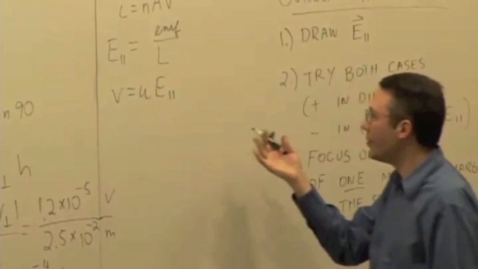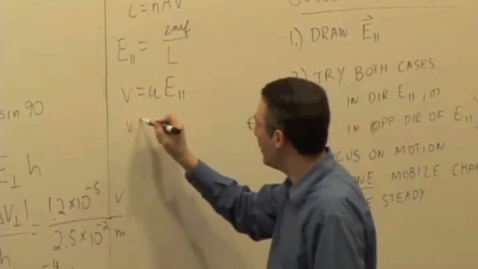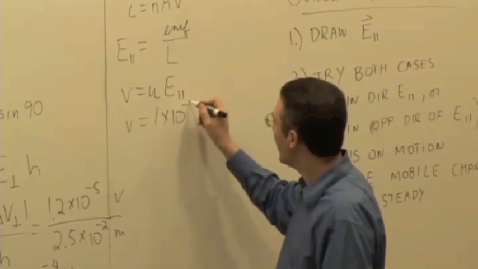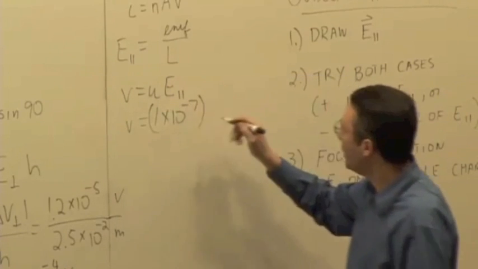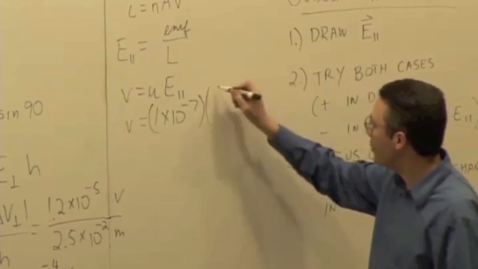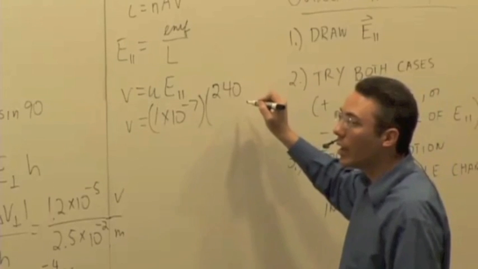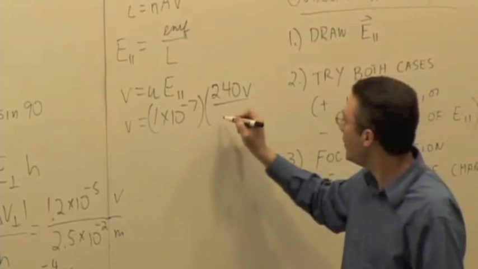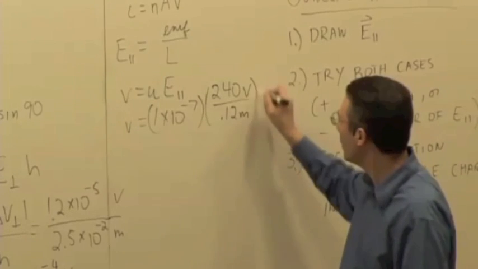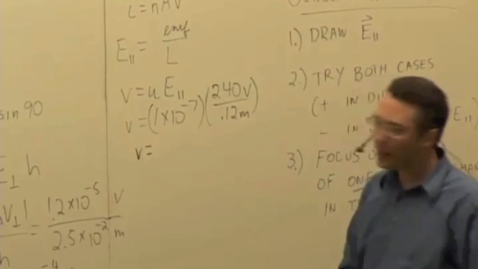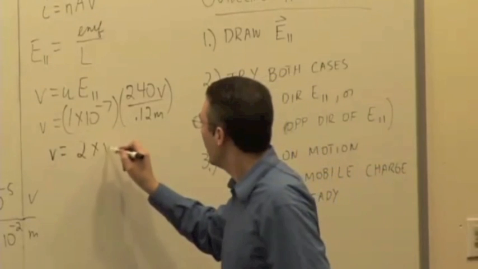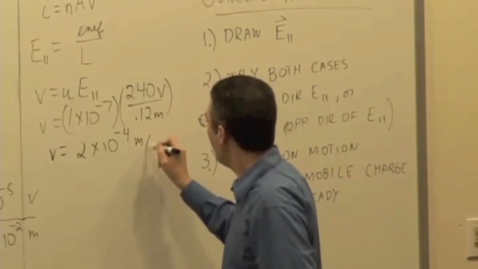So now we can figure out the drift speed, right? We can say that V is equal to the mobility, which is 1 times 10 to the minus 7. The electric field is going to be the EMF, 240 volts, divided by the length of 12 centimeters, so that's 0.12 meters. So what do we get for the drift speed? Calculate it. 2 times 10 to the negative 4 meters per second.